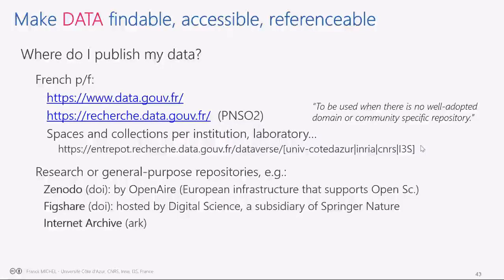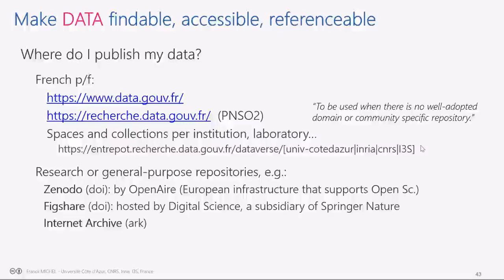A similar thing, Figshare. Maybe you know it to deposit your slides or things like that, but actually Figshare allows you to deposit any kind of research object, be it software, data, whatever. Maybe just one element of concern here. Figshare is hosted by Digital Science, which is a subsidiary of Springer Nature, which means it's a private initiative. That means you don't really know what can happen in the future. So if I have a choice, I'd better go to publicly hosted initiatives.